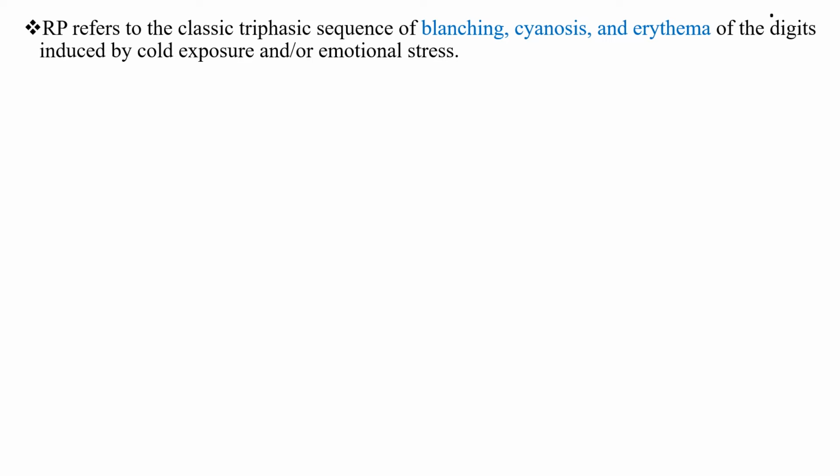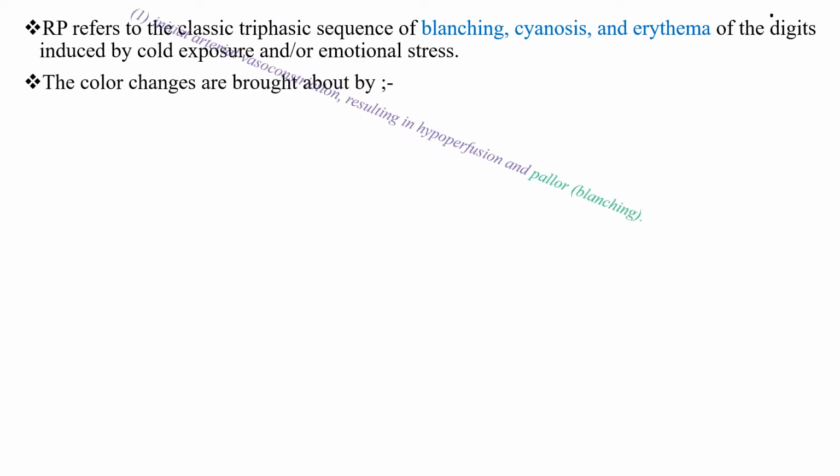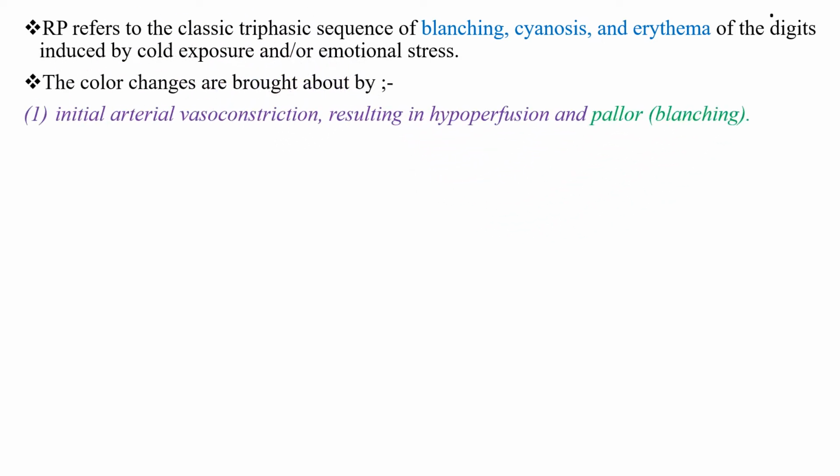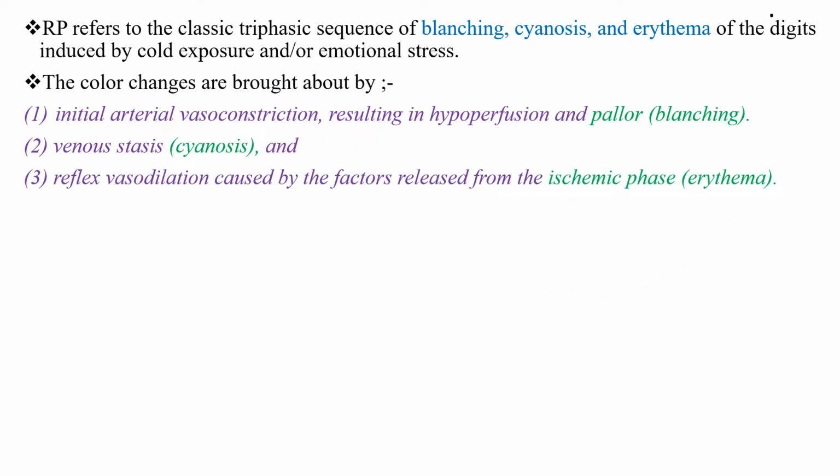Raynaud's phenomenon refers to the classic triphasic sequence of blanching or pallor, cyanosis, and erythema of the digits induced by cold exposure and emotional stress. The color changes are brought about by initial arterial vasoconstriction resulting in hypoperfusion and pallor, then venous stasis occurs, which causes cyanosis, and lastly, reflex vasodilation caused by nitric oxide production causes return of blood flow to the area and appearance of erythema or an ischemic appearance.